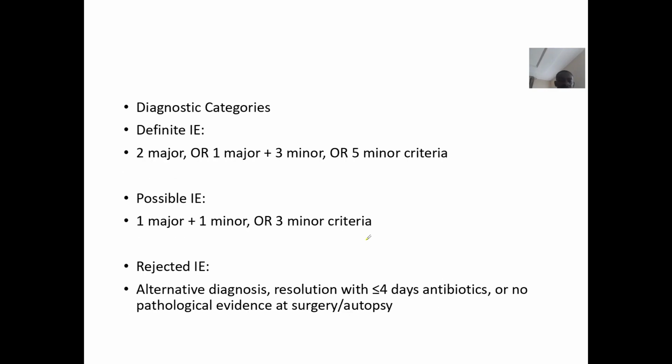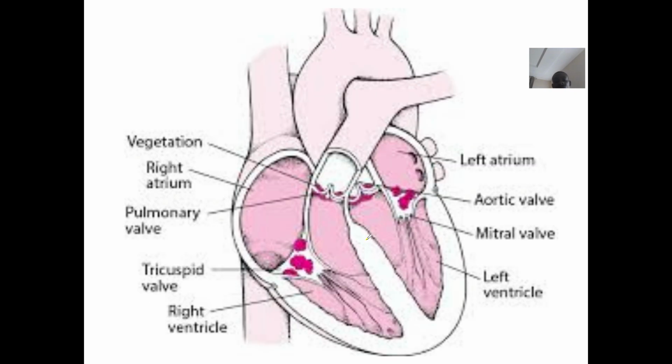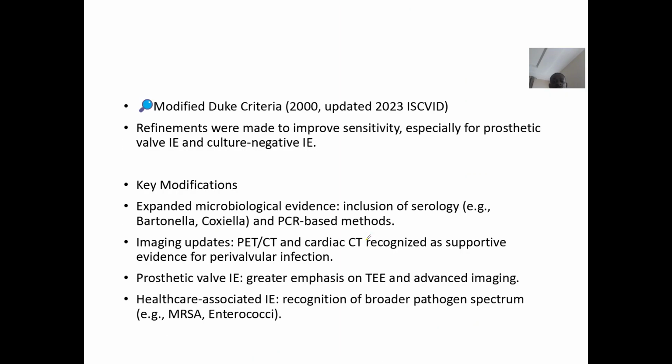So the diagnostic criteria is: if you see 2 major criteria, it confirms the diagnosis, or if you see 1 major and 3 minor, it confirms the diagnosis, or if a patient has all 5 minor criteria, it confirms that they have infective endocarditis. The modified Duke's was originally done in 2000, then it was updated in 2023.